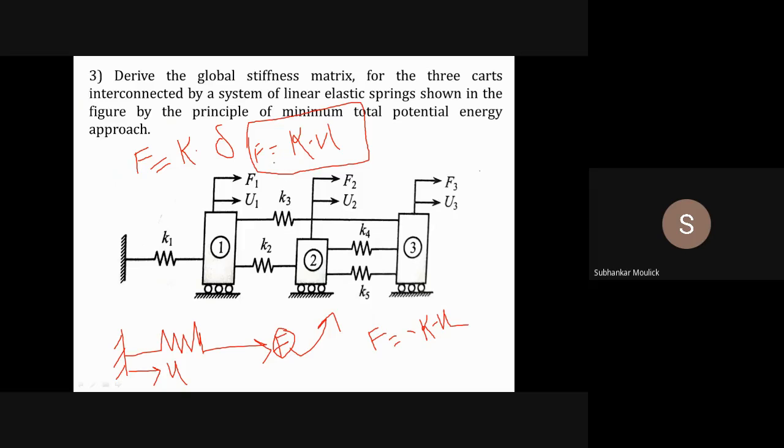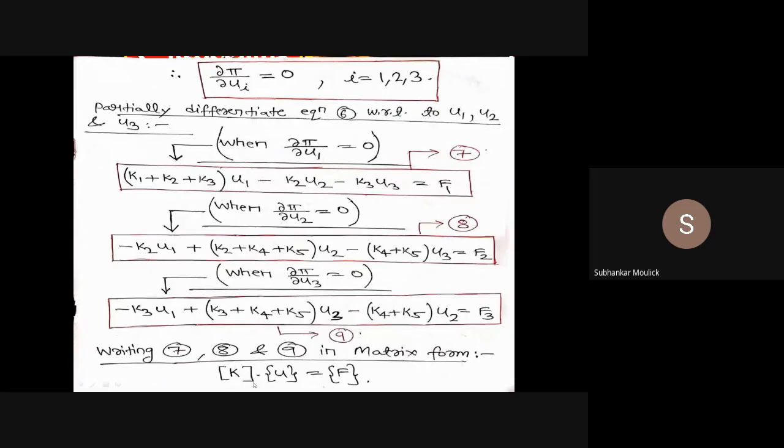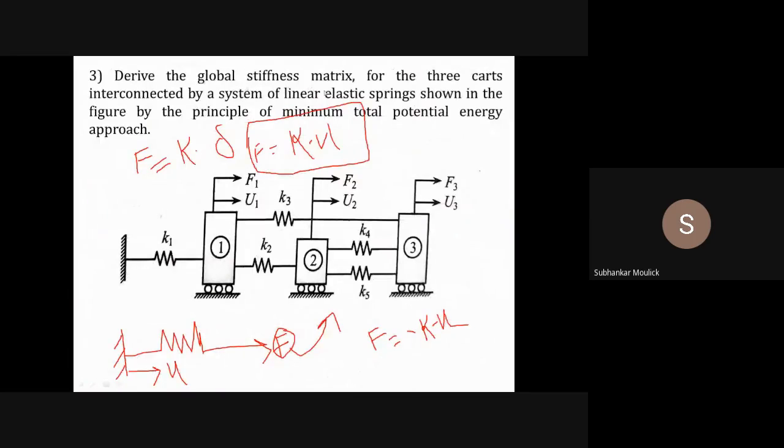Now we can write this expression F is equal to k into u in matrix form as matrix k into matrix u equal to matrix F. And what is this matrix k? This matrix k is known as the global stiffness matrix for the entire problem. Global stiffness matrix for the entire problem, and this is what I have to find out in this particular problem. See, derive the global stiffness matrix.